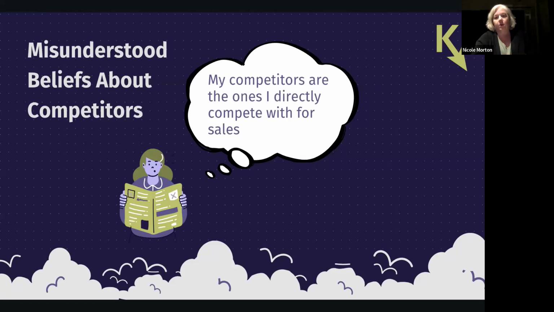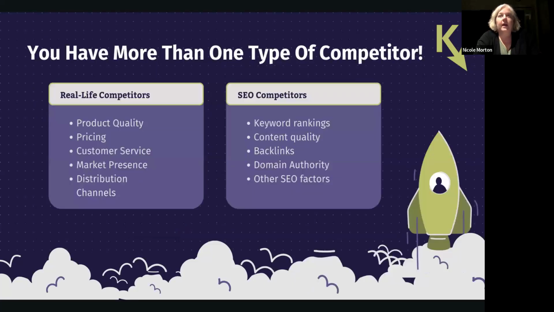So these are businesses that you compete with in the market directly for sales. But thanks to the proliferation of the internet, small businesses and startups can also have an impact on your competition online. So, what does that look like in practice? When you're talking about your real life competitors, they offer similar products and services. So you are competing on things like product quality or pricing, the degree of excellence of your customer service, the degree of your market presence, the type of distribution channels that you're using.